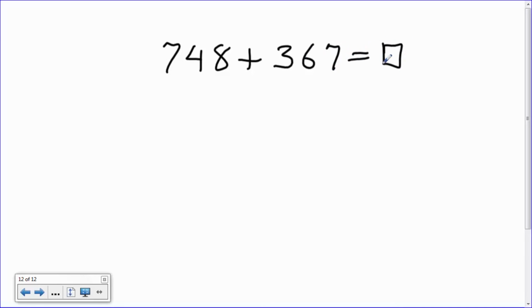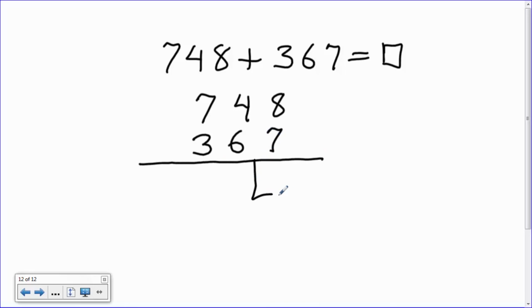Let's take 748, add it to 367. I want to know how big that set is, the target set, when I merge those two groups of objects together. Once again, I'm going to write it as 748. I'm going to write them a little further apart from each other to allow for those boxes. I want to make sure that the boxes are big enough so that the kids see exactly what's going on.